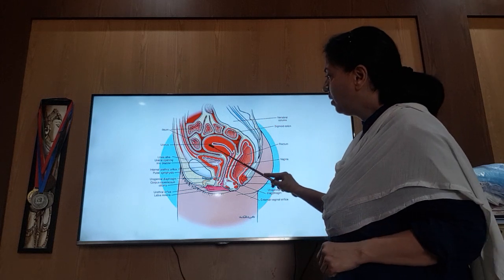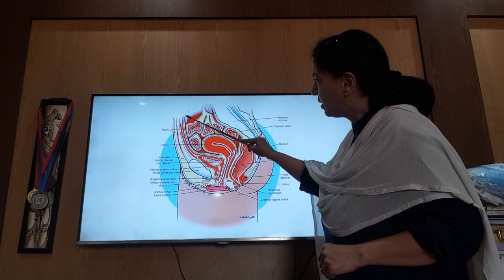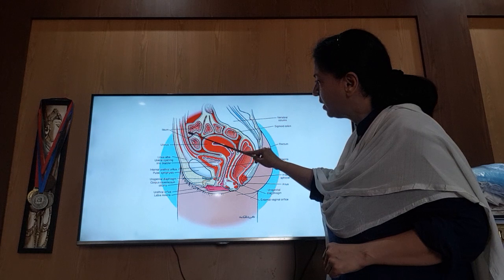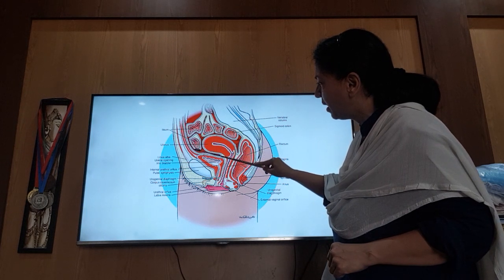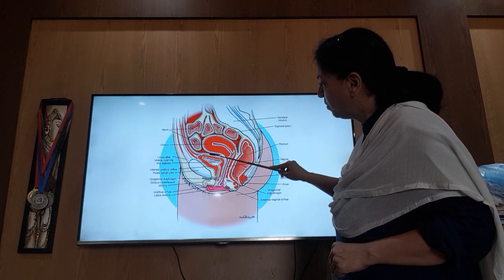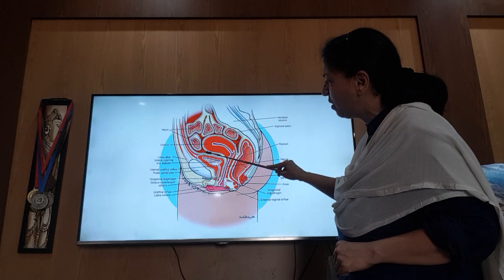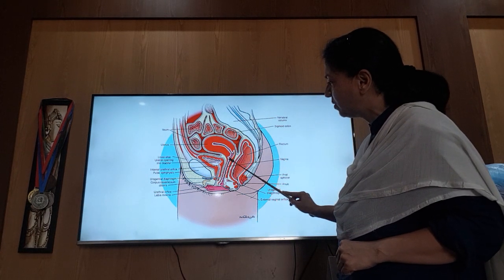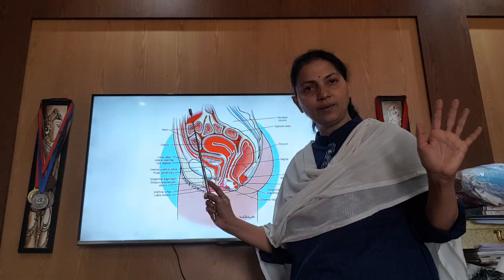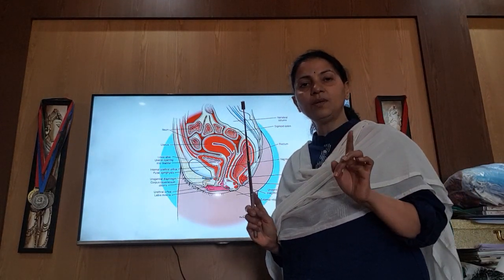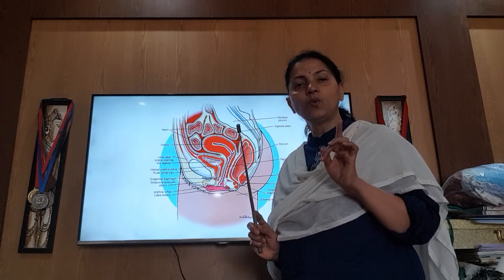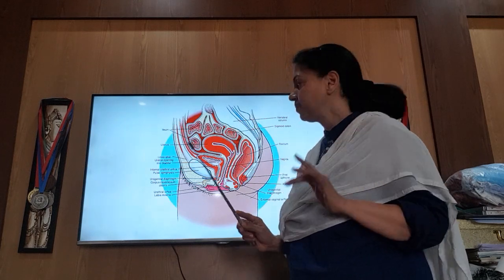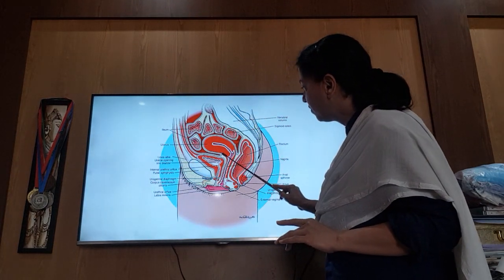Now just follow this line. This is peritoneum, okay? Peritoneum coming like this. So peritoneum is covering the superior surface of bladder, but it is not covering this surface or the posterior surface. Clear? So the peritoneum is covering the bladder only on its superior surface, and then it is again reflected back.